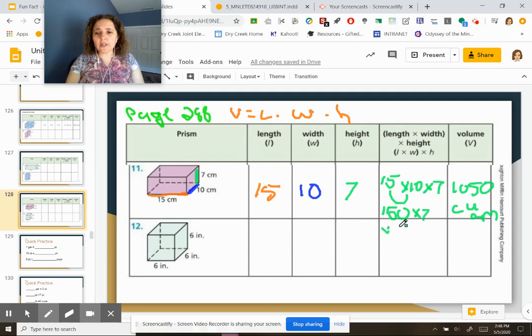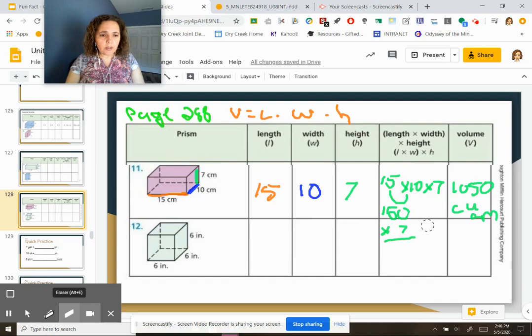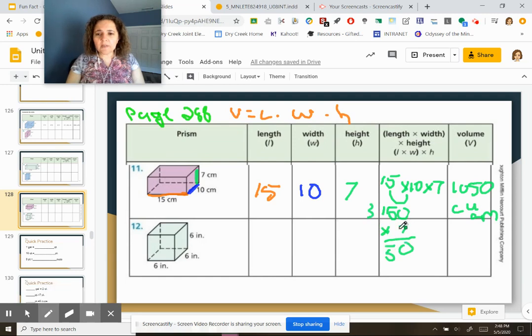So if I were to do this down here, times 7, 7 times 0 is, so let me erase that one there so we don't get confused. Let me erase that times 7 there, so that way it doesn't confuse you. And I'll do it down here. Okay. 0 times 7 is 0. I'll put my 0 down. 5 times 7 is 35. Put my 5 down, carry my 3. 7 times 1 is 7, plus 3 is 10. That's my 1,050 that I got.